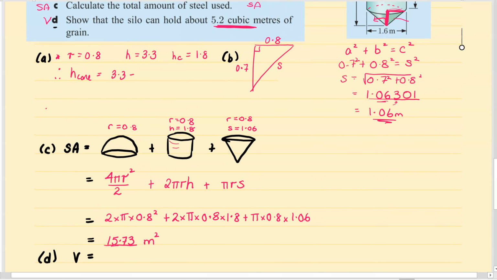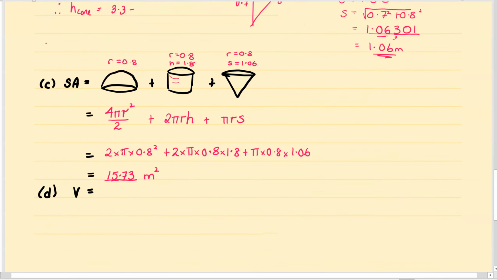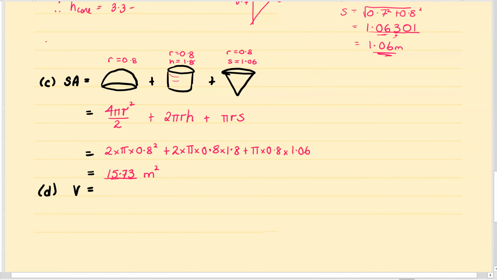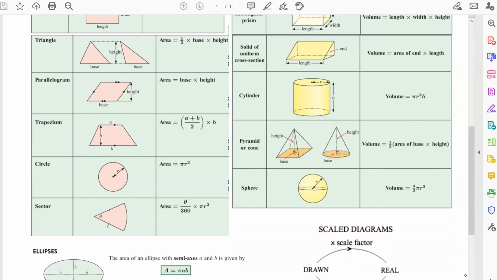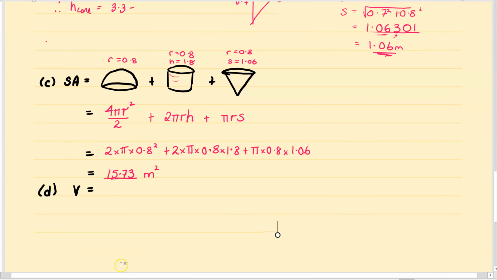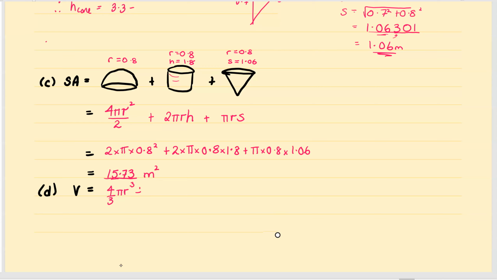The last bit, show that the silo can hold 5.2 cubic meters. As we said, that is volume. So just like we did with surface area, go back, look at your formulas, and now instead of looking at the surface area ones, go and find the volume. Okay, so look at your volume formula. That's the one that we're going to put for the sphere, is 4/3 pi r cubed, but remember that's for a whole sphere, and we only want half. So you can divide by 2, let your calculator do all the work.